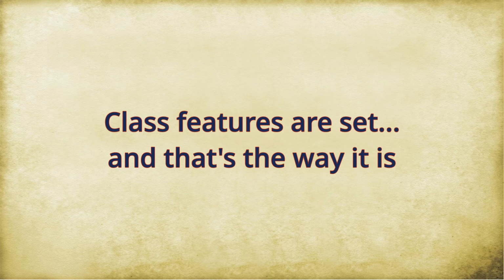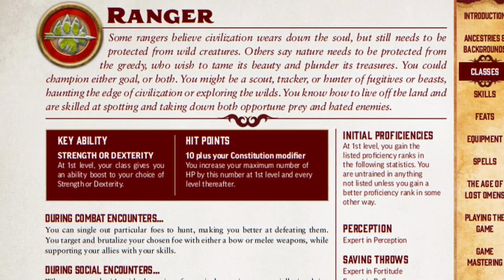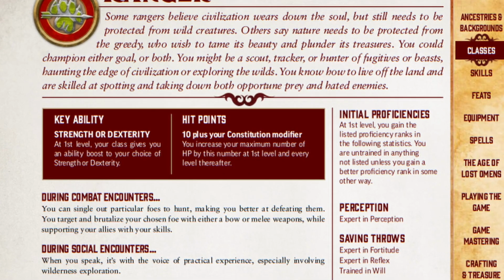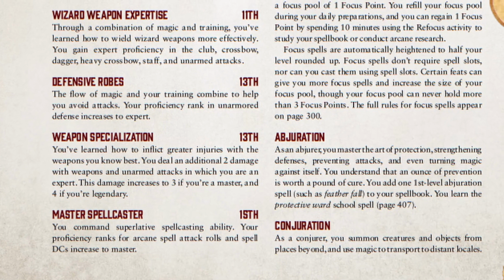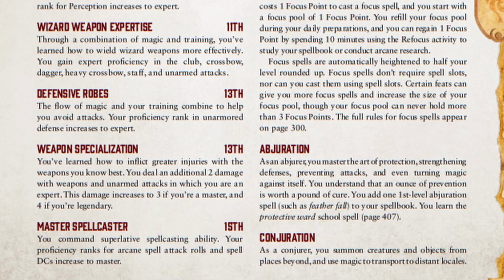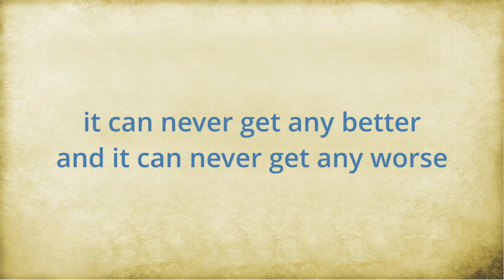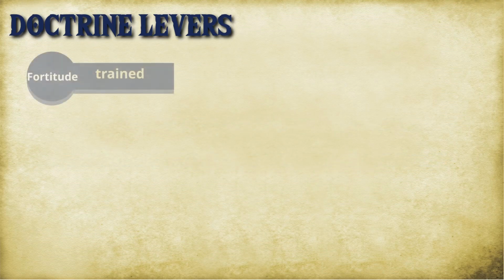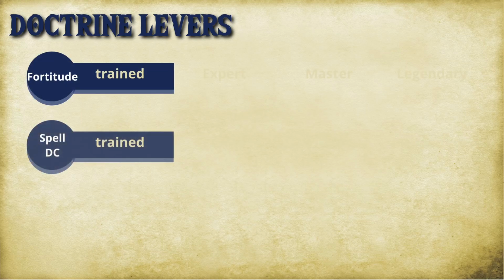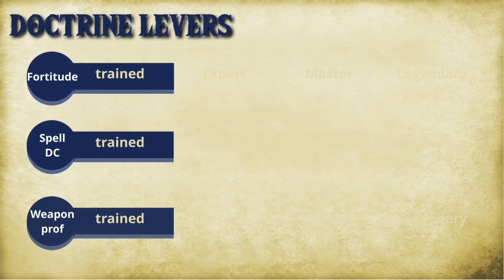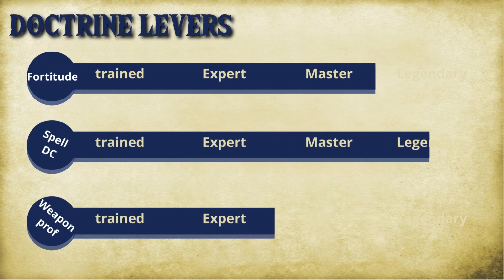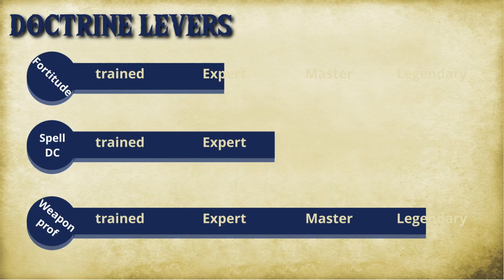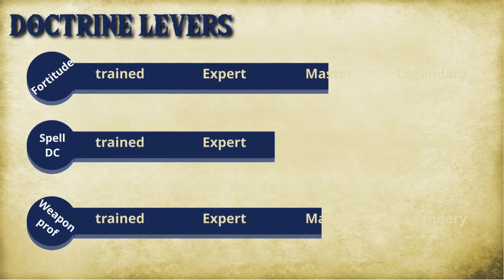Every other class has their class features set, and that's the way it is. A Ranger at 9th level has Expert Fortitude, and that's the end of it. A Wizard at 16th level has Master Spellcasting DC, and that's it. It can never get any better, and it can never get any worse. The Cleric's Fortitude save, their Spell DC, and their weapon proficiency all change based on their doctrine, which means there is potentially an endless amount of possible class features for the Cleric.